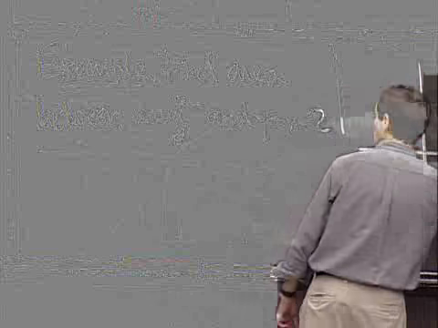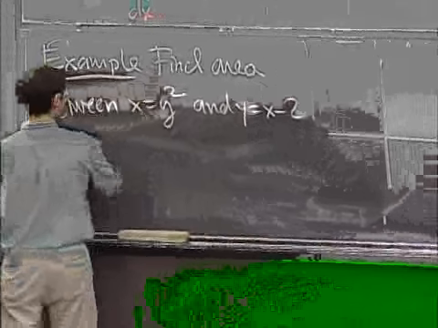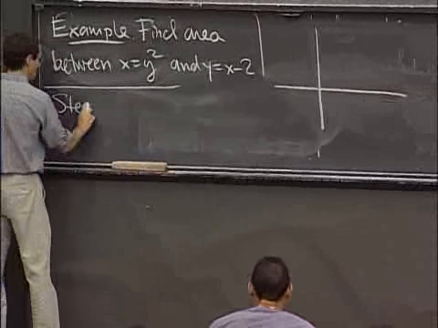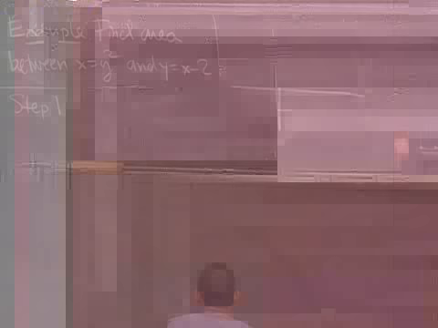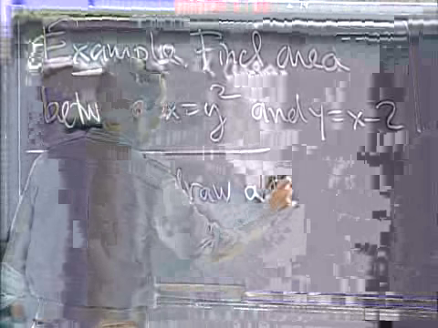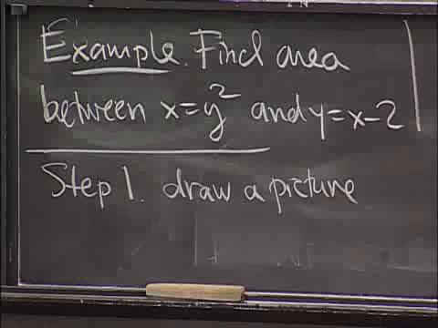Now, there's a first step in figuring these things out, and this is that you must draw a picture. If you don't draw a picture, you'll never figure out what this area is, because you'll never figure out what's what between these curves.